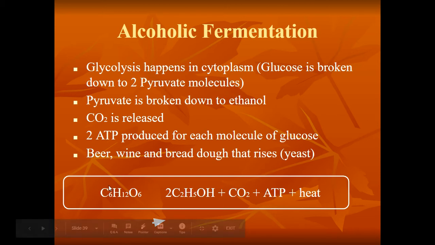There's the reaction that it goes through. Obviously, my arrow should have been between these two things. Our sugar, or glucose, like always, our C6H12O6, goes through a reaction to create ethanol, which is what this is. We get some CO2, some ATP, and heat out of this. Okay?